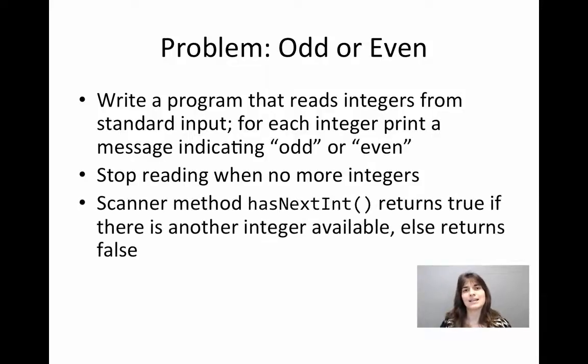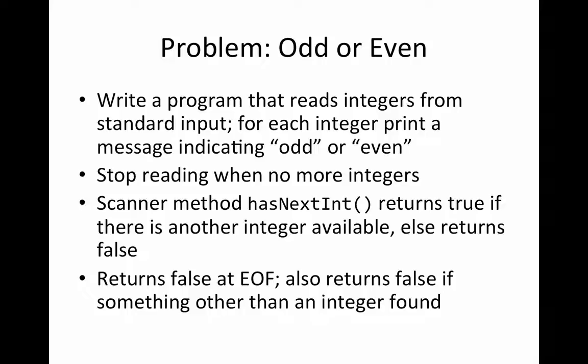One of the hints is a reminder that the Scanner class has a method called hasNextInt, and this method can be used to let us know whether or not there is another integer available. This method will return false either when it is the end of file, EOF stands for end of file, or there is something other than an integer detected in the input stream. So try to solve this problem on your own and we will come back together to see the solution.